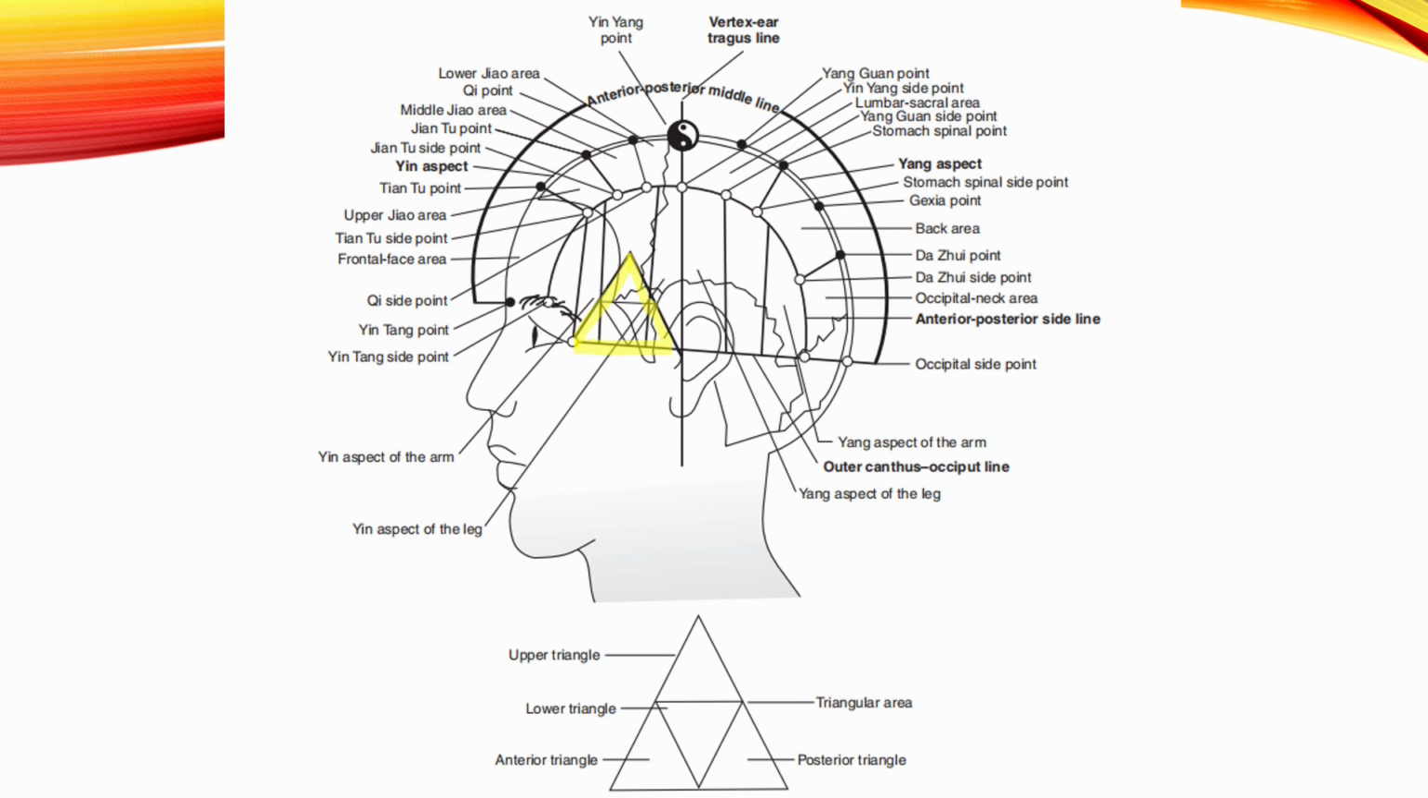Upper triangle treats disorders of the teeth and face. Lower triangle treats mental and intelligence disorders. Anterior triangle treats disorders of the fingers and the palm of the hand. Posterior triangle treats disorders of the toes and the bottom of the feet.